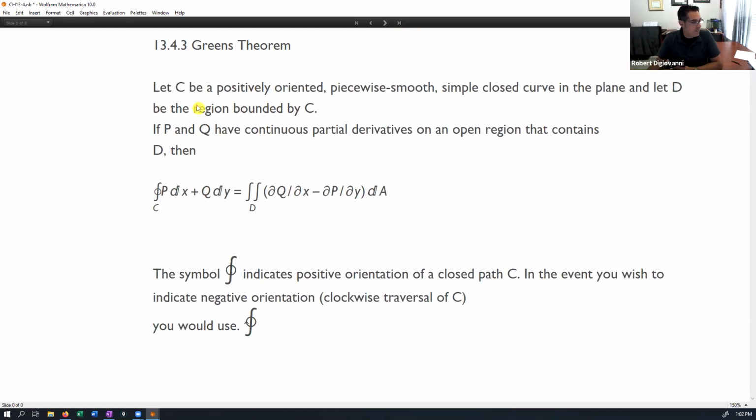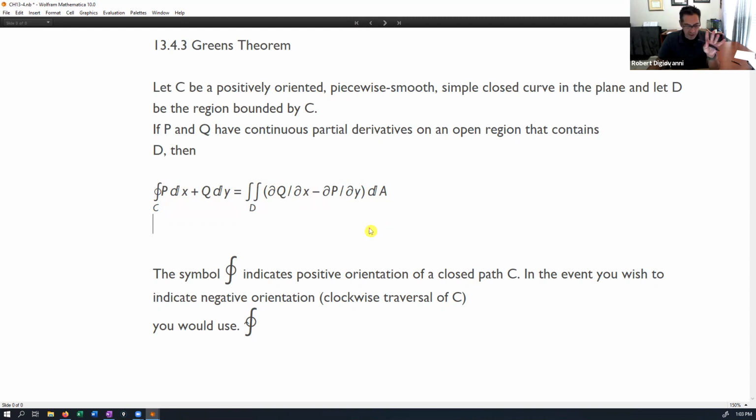It says, let C be a positively oriented, piecewise smooth, simple closed curve in the plane, and let D be the region bounded by C. If P and Q have continuous partial derivatives on an open region that contains D, that just means that the partial derivatives exist within the region we're talking about, then the line integral over C of P dx plus Q dy is equal to the double integral over D of the partial of Q with respect to x minus the partial of P with respect to y, with respect to area.